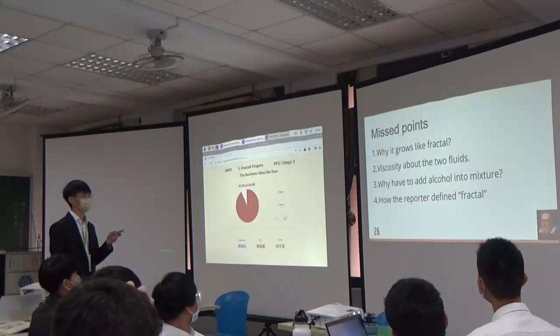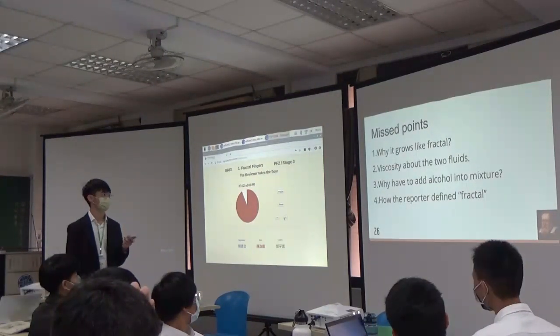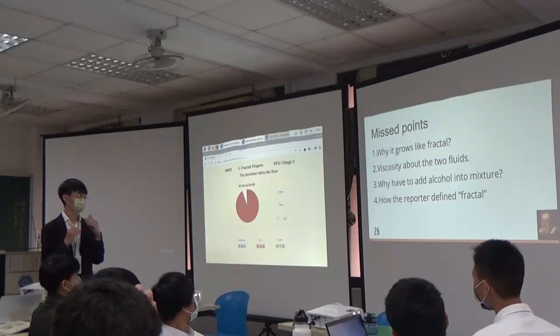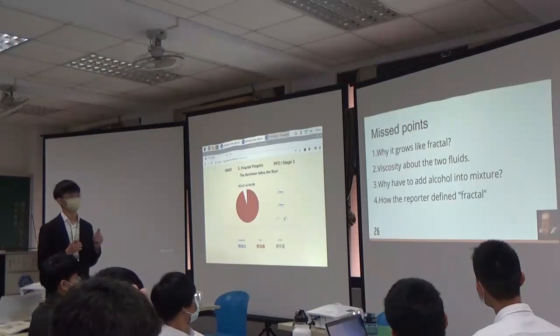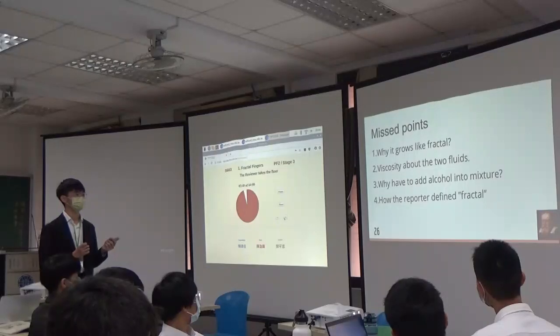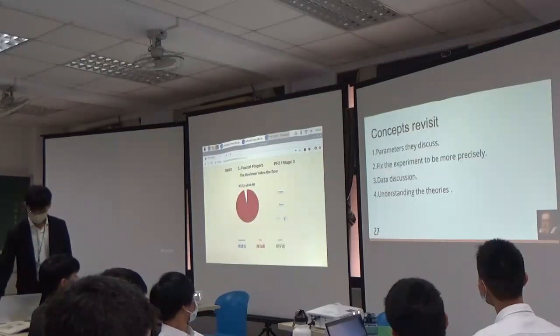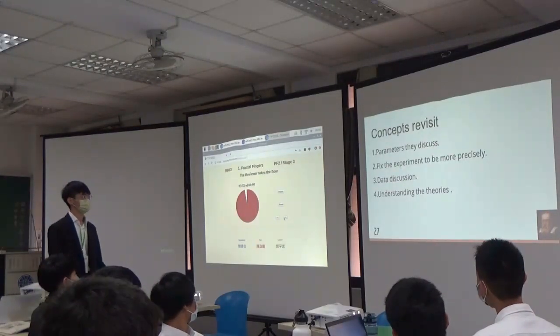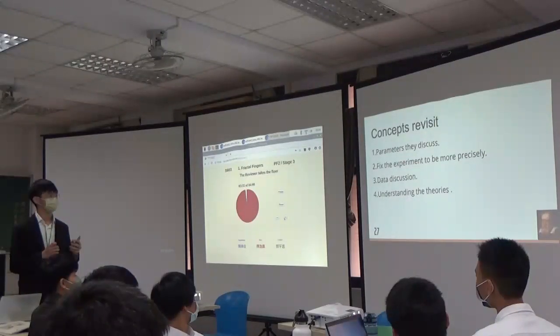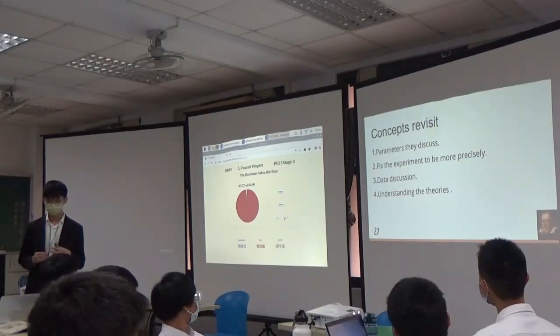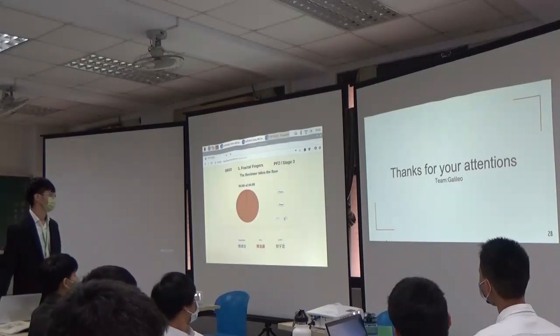These points: they didn't discuss why it grows like fractal, and the viscosity of the two fluids, why they have to add the alcohol into the mixture, and also how the reporter defined fractal. So the concept revisits will be the parameters and the experiment setup, data discussion, and the understanding of theories. This is my presentation, thank you.